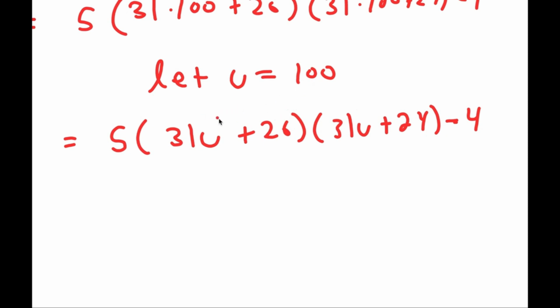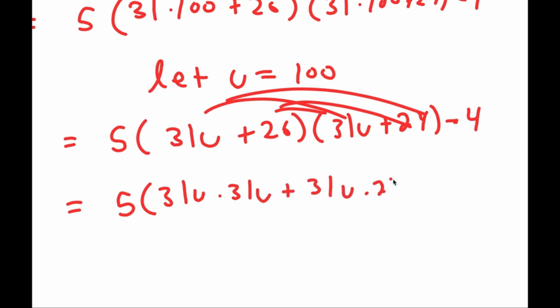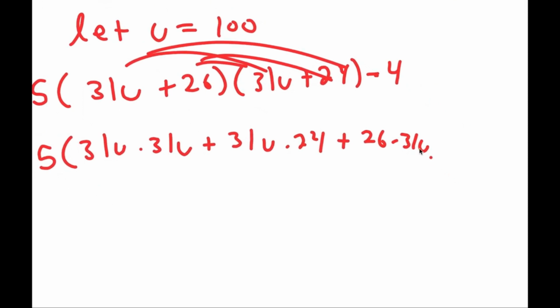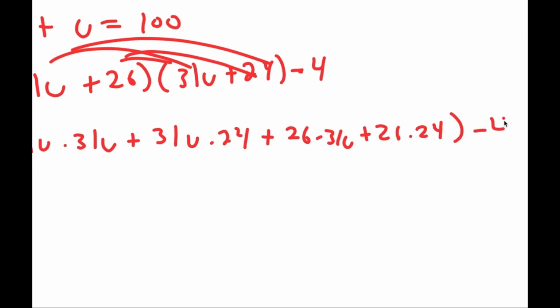So now, if I distribute over here, I get 5 times (31u + 26) times (31u + 24), which is 31u times 31u plus 31u times 24 plus 26 times 31u plus 26 times 24. And then we have minus 4 at the end.